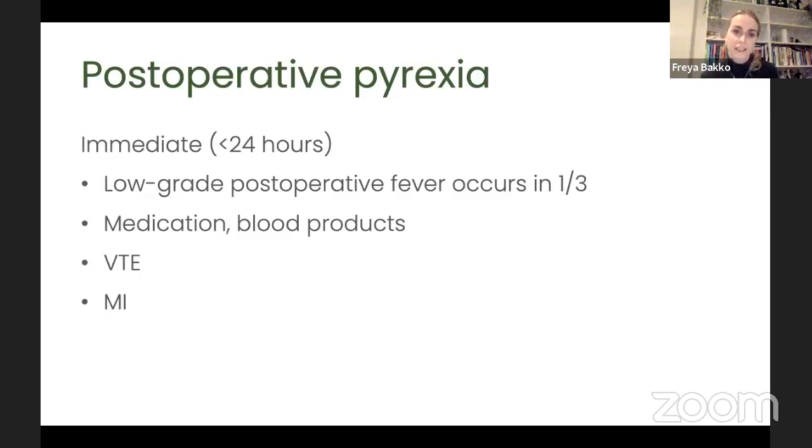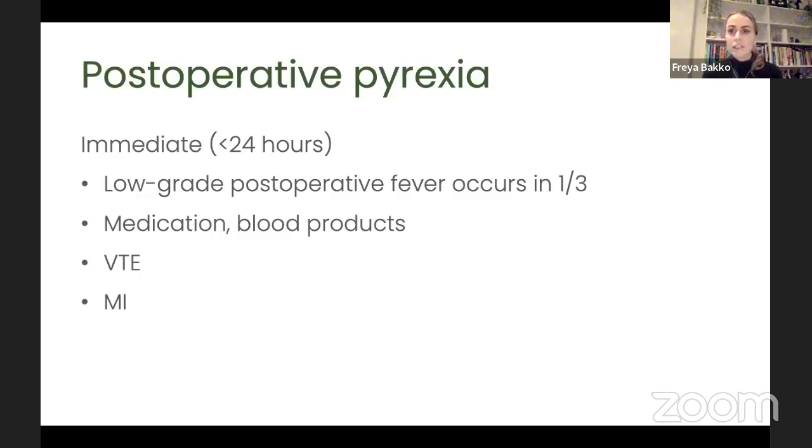But in most patients within 24 hours after surgery, they will have a completely uncomplicated low-grade temperature just because of the fact that they've had surgery. And in this case, you can prescribe some paracetamol and monitor them and make sure they're hemodynamically stable. You always want to do your septic screen, but you don't necessarily need to spend hours finding a source of infection.